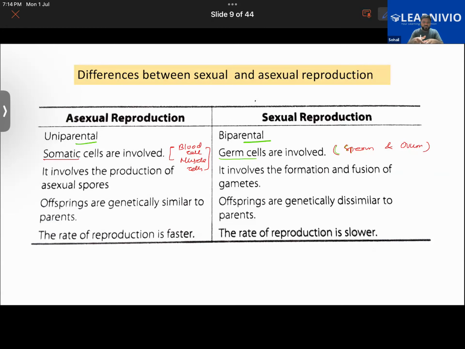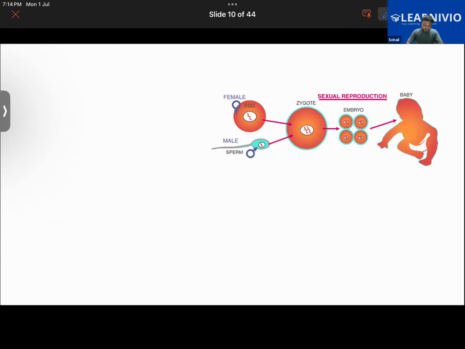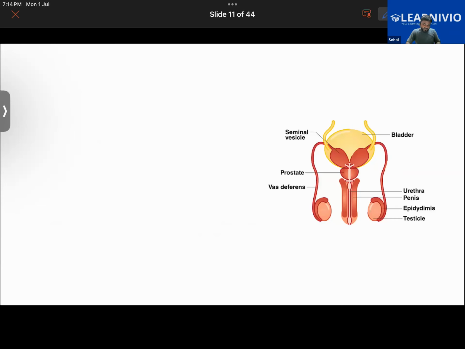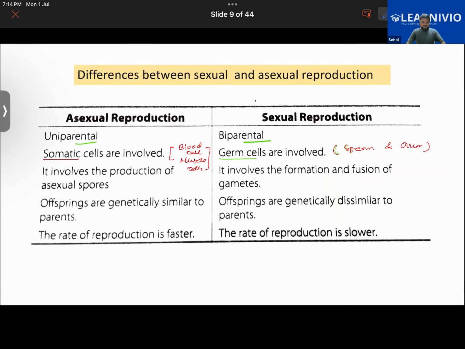Furthermore, in asexual reproduction, we have learned that they are genetically similar, just like you had the example of amoeba. In sexual reproduction, they would be genetically dissimilar. Rate of reproduction is slower in the case of sexual reproduction, while in asexual reproduction, it is comparatively much faster. As you can look at this over here. By the way, we have now finished the general discussion regarding sexual and asexual reproduction.